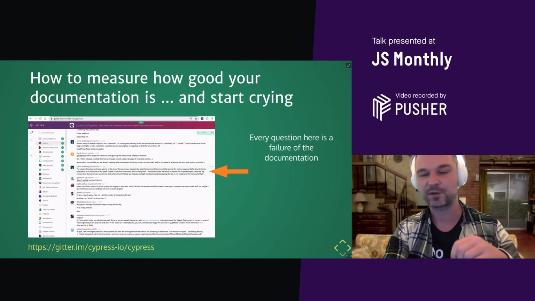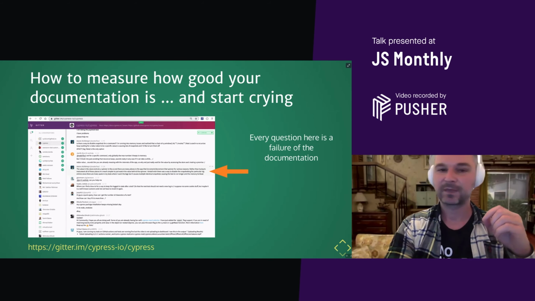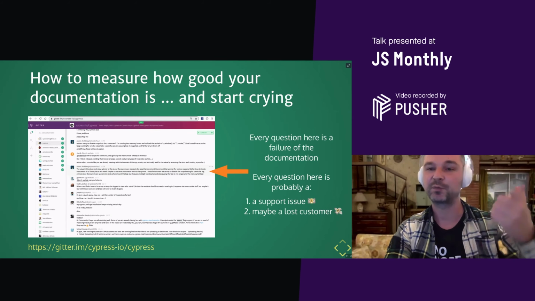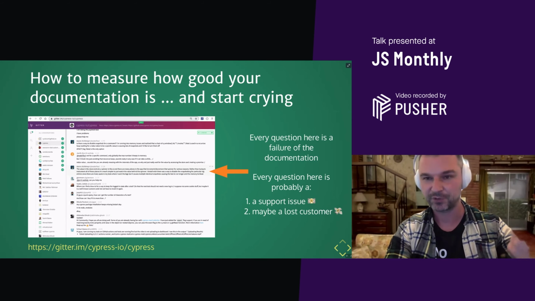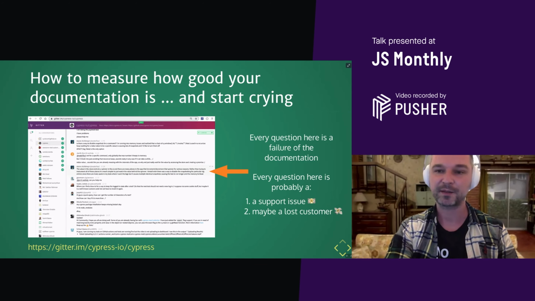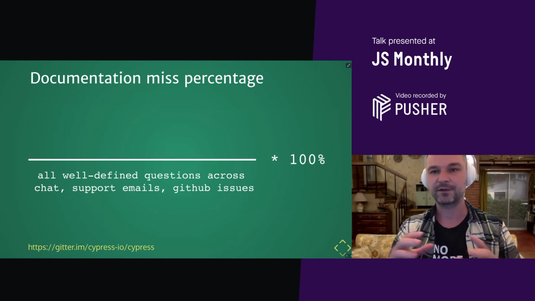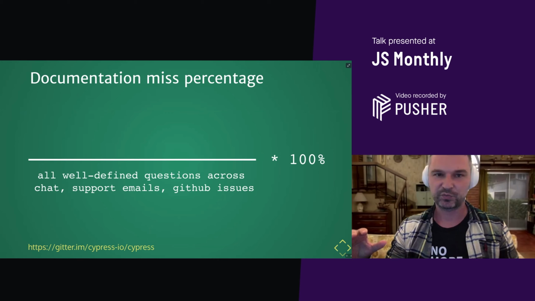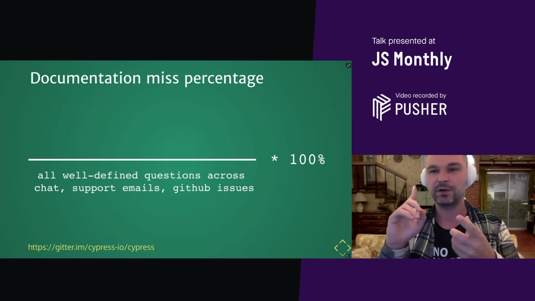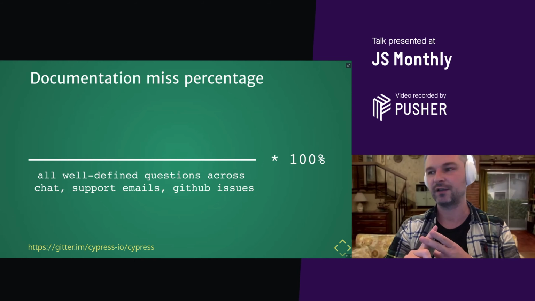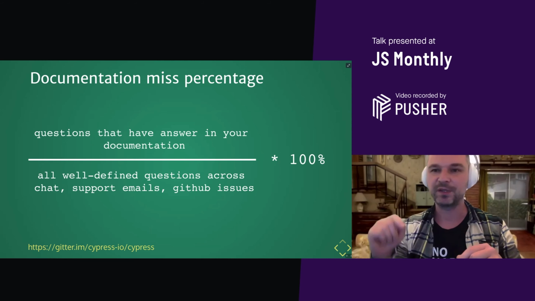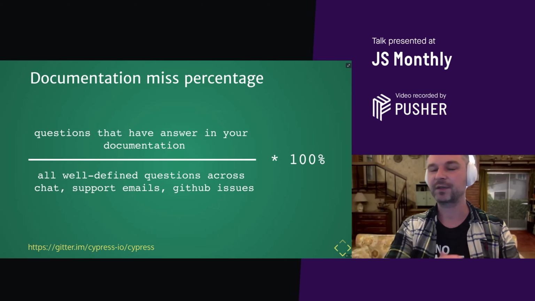Every question that you see in your support channel, that is a failure. It's a failure of your docs. And that failure means you either have support where you have to answer it yourself, which costs money, or you're potentially losing a customer, which again is a huge amount of money left on the table. I like to measure that percentage: look at all the questions across all support channels, like your GitHub issues and your chat channel. Find all the questions, then look at the questions that you think your documentation answers right now, and look at this as a percentage.